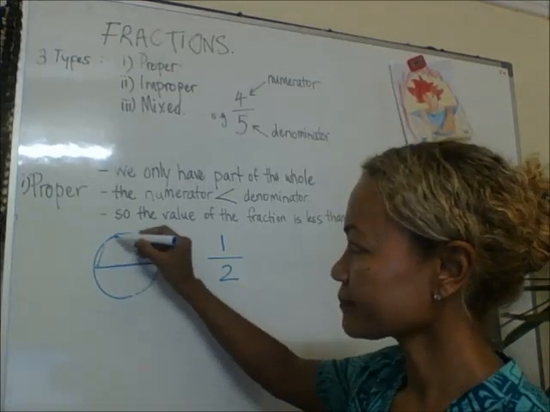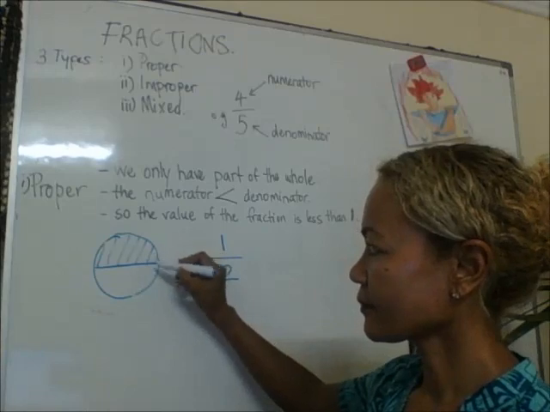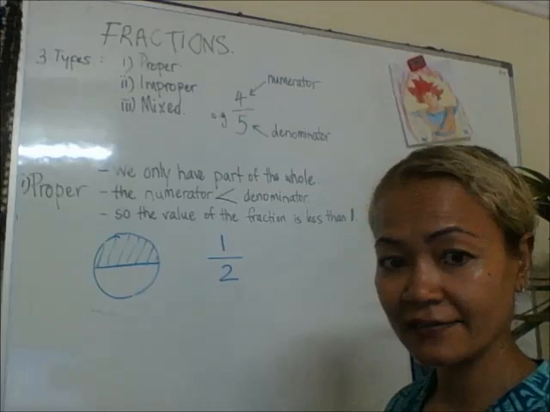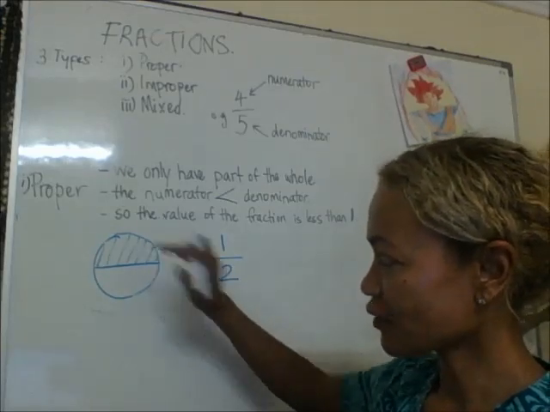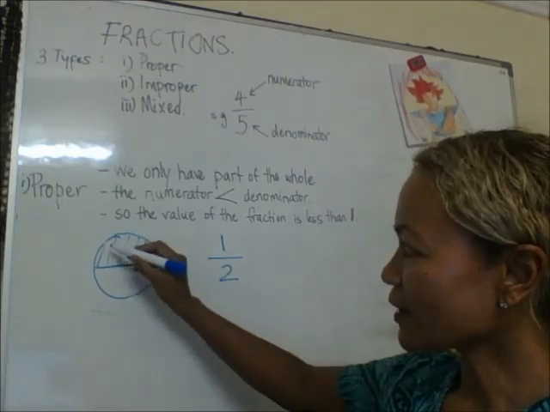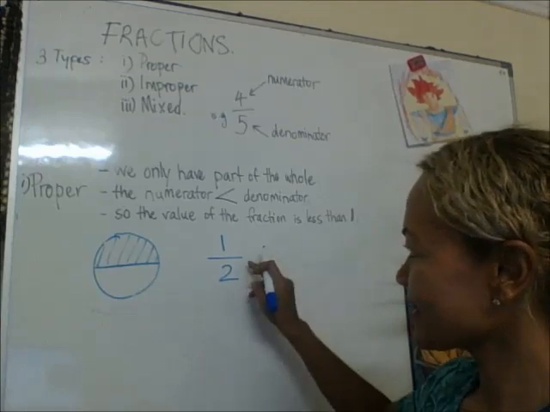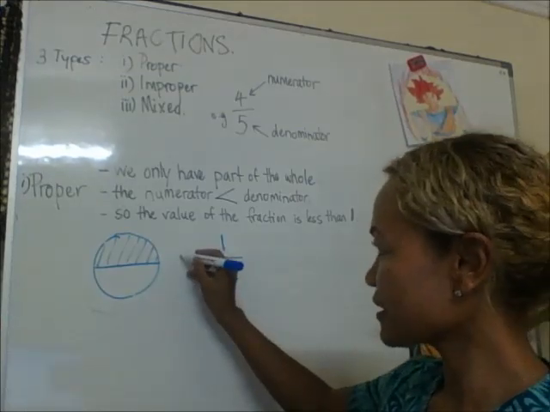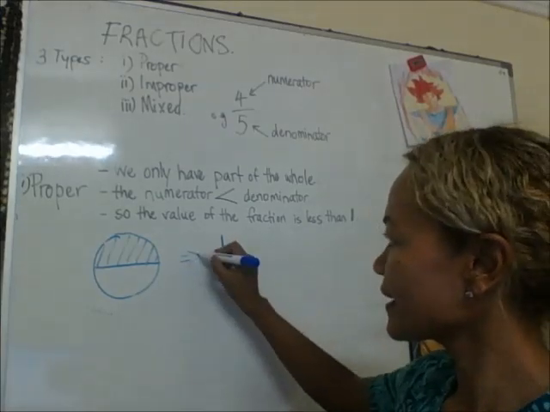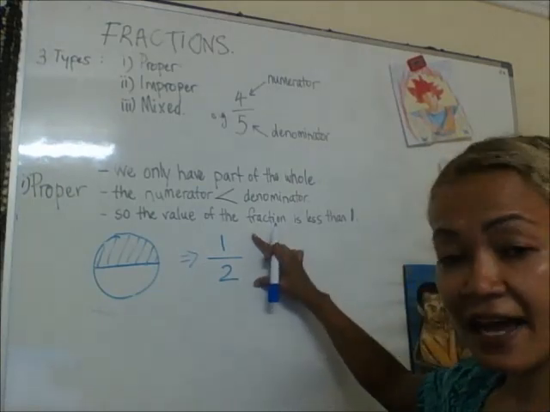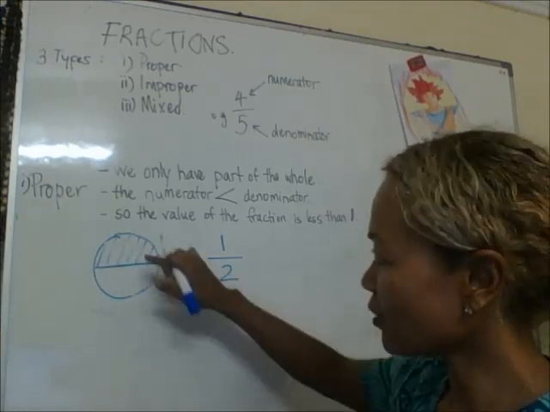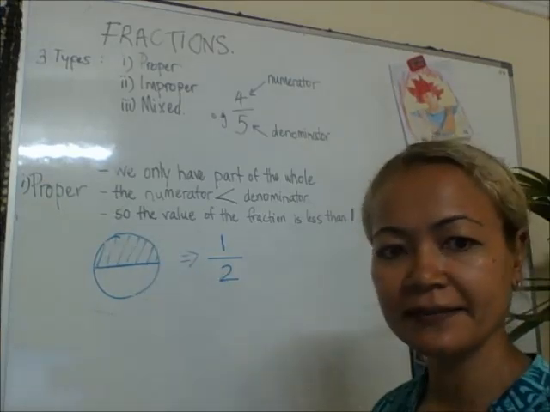So there are 2 possible parts, but here we only have 1 of the 2 parts. So I've only shaded 1 of the 2 parts. And so the shaded part represents the value that this fraction is showing. So this fraction is a half. And you see the picture, it is a half, or only 1 of the 2 possible parts.